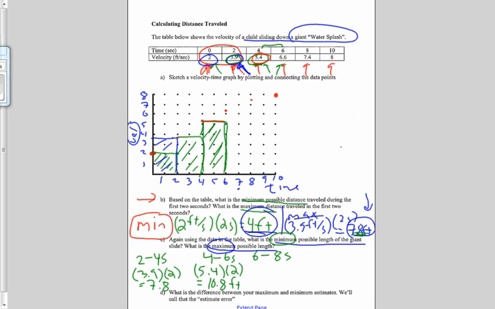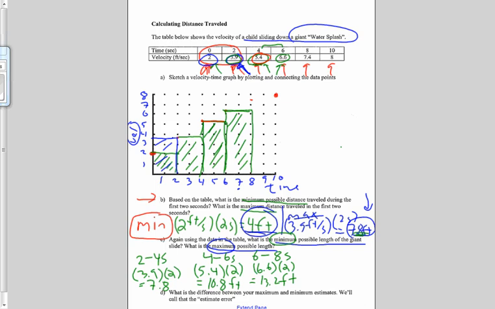multiplying 5.4 and 2. Now what we need to do is look between 6 to 8 seconds, and we can see that that's the smallest velocity. Pictorially, we're looking at this 6.6 and drawing our box, because we know that the area underneath the curve between velocity and time is distance. And so that is 6.6 feet per second times 2, which is 13.2 feet.